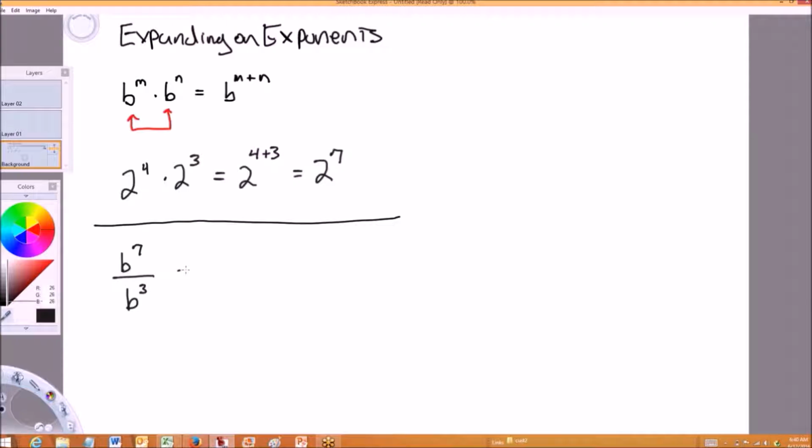b to the 3rd. Now, recall that an exponent in the denominator is the same as a negative exponent. So this could be rewritten as b to the 7th times b to the negative 3rd, because b to the 3rd in the denominator is a negative exponent. So now we do the same as before, we add them. So we have 7 plus a negative 3, or another way to write it is b to the 7th minus 3rd power equals b to the 4th power.